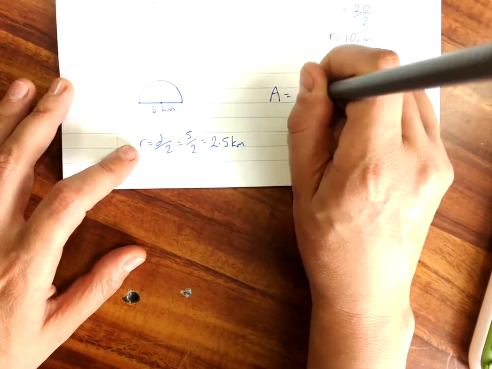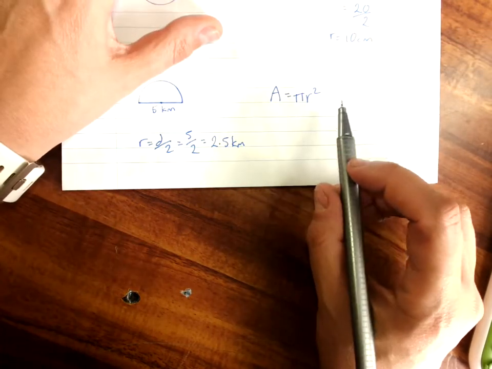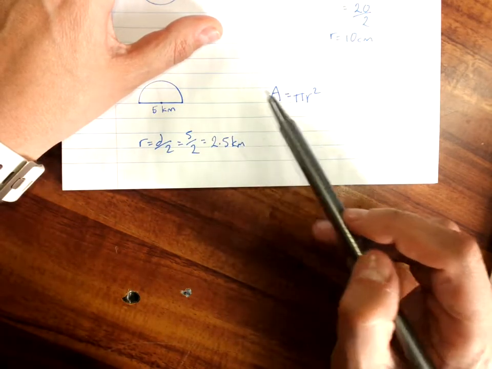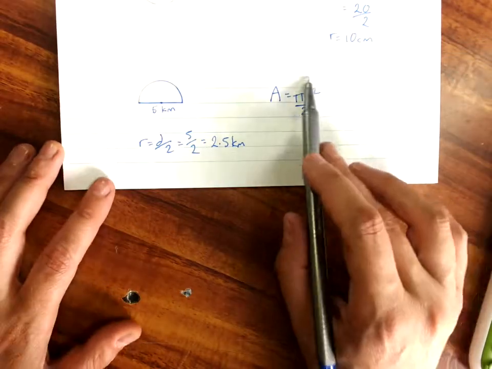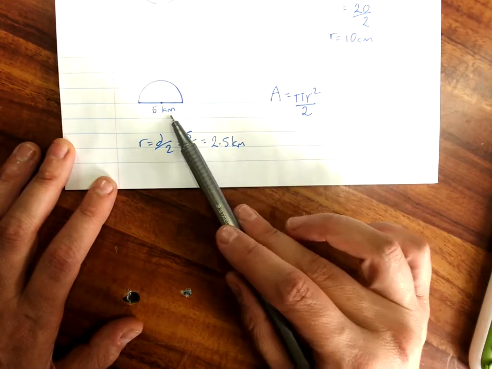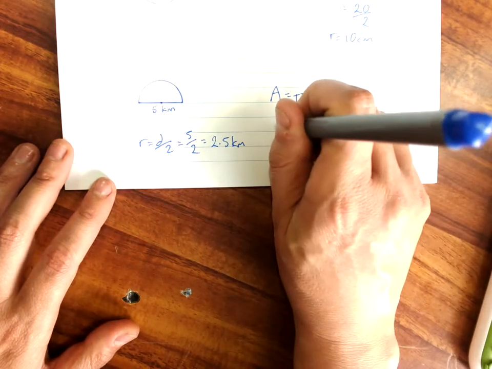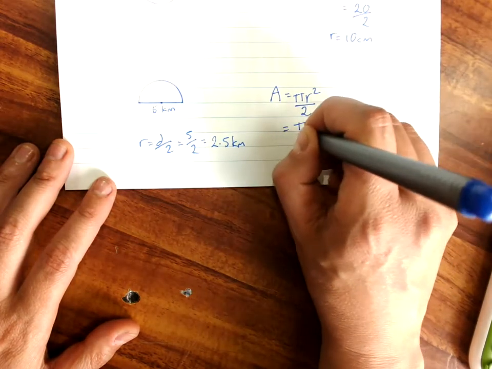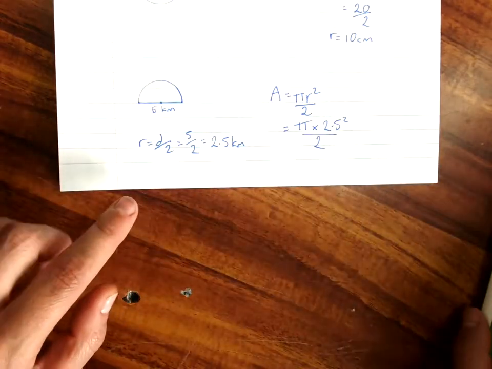Now the area here is pi r squared, but that's for a whole circle. We want half a circle. For half a circle, you'd get your whole circle and divide it by 2. Put that in the formula. Don't just divide by 2 right at the end. Say, for half a circle, it's a normal circle divided by 2. That will equal pi times 2.5 squared divided by 2. So you see I keep the whole thing in the calculator.